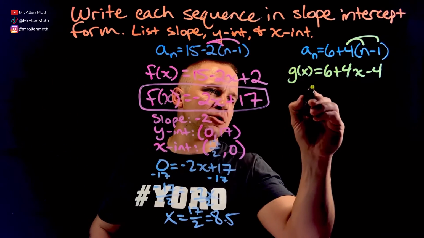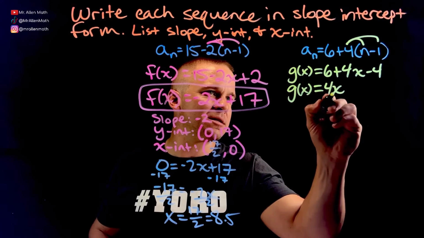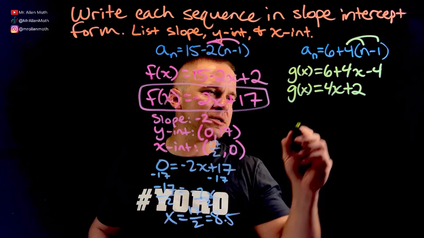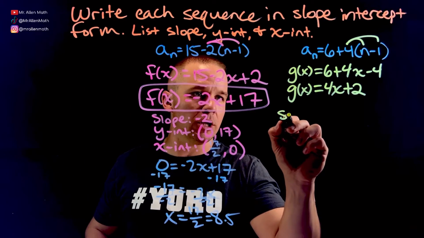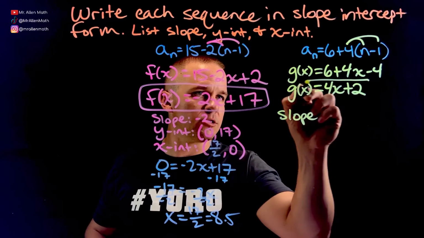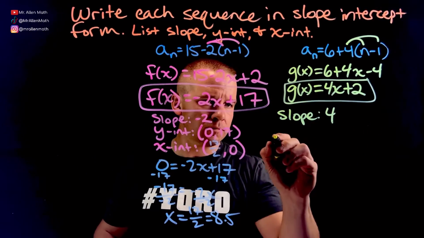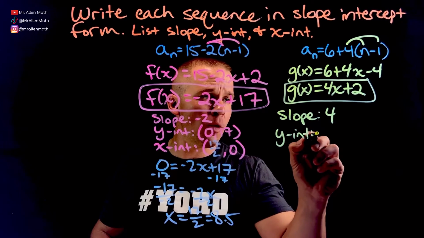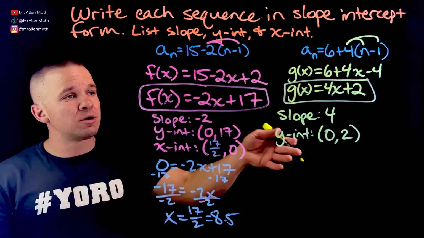Now let's combine some like terms, rearrange. We're going to have g of x equals 4x plus 2. 6 and -4 gives me positive 2. So once again, we got our slope. I'll box my function. My slope here is 4. My y-intercept, always listed as an ordered pair because it is a point on the graph, is (0, 2).